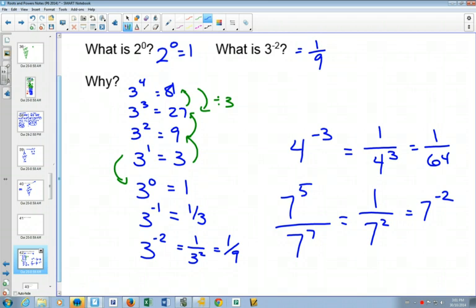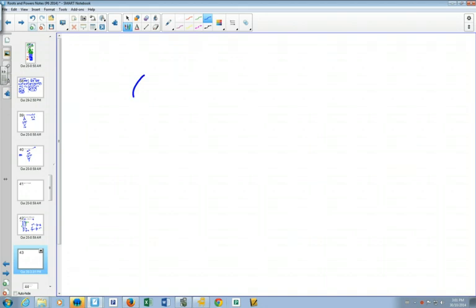Not a problem. Okay, so anything to the 0 is 1, mostly. There is one number to the 0 that is not equal to 1. Is it 0 to the 0? Well, try it on your calculator. What happens when you plug in 0 to the 0 to your calculator? You get an error. All right? It's not real. It's scary. It's Halloween. Boo.